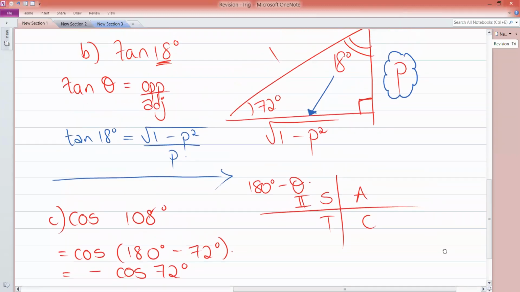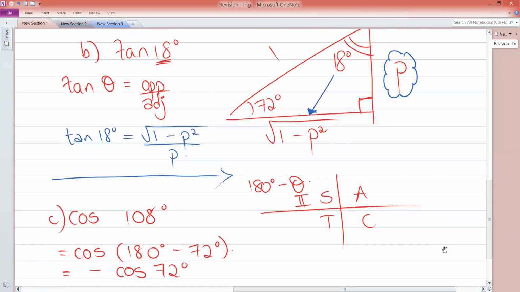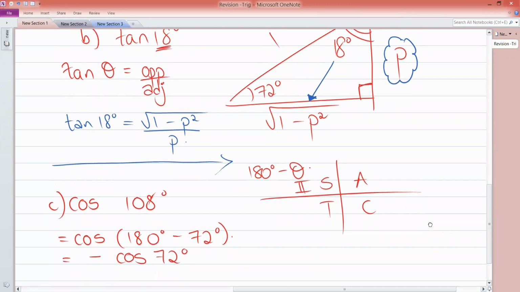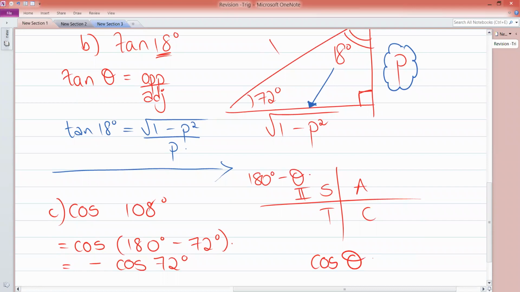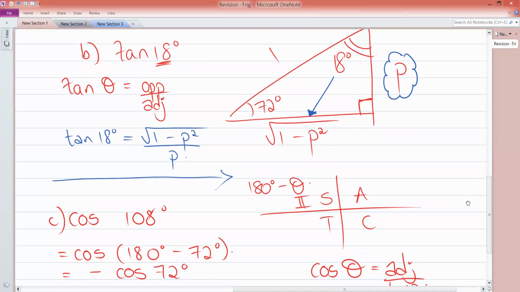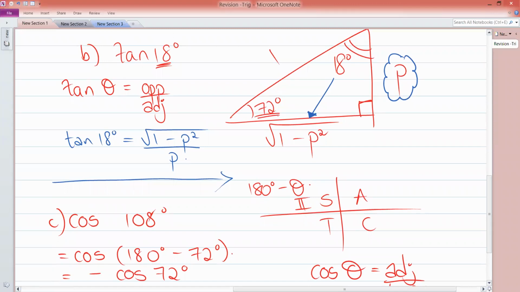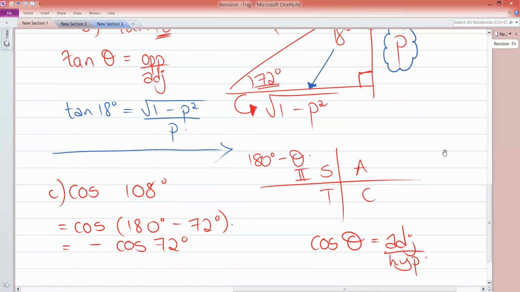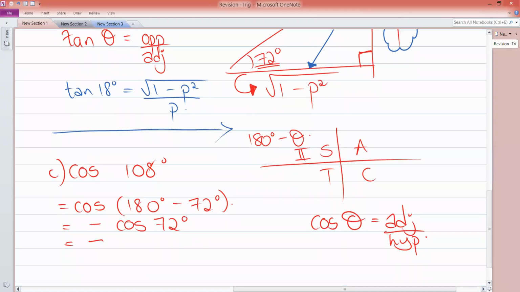Now, let's go back to our triangle. Cos 72 degrees. Remember, cos theta is equal to what? Adjacent over your hypotenuse. Let's look at where our adjacent side is in relation to the 72. So the adjacent side is the square root of 1 minus p squared. So this becomes, don't forget the negative sign on the outside, the square root of 1 minus p squared.